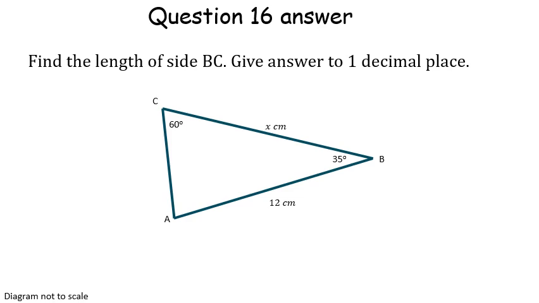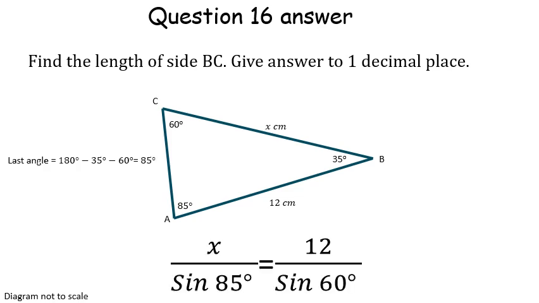Question 16. The angles in a triangle add up to 180 degrees, so our last angle is 85 degrees. We can then use the sine rule to get x equals 13.8 centimetres.